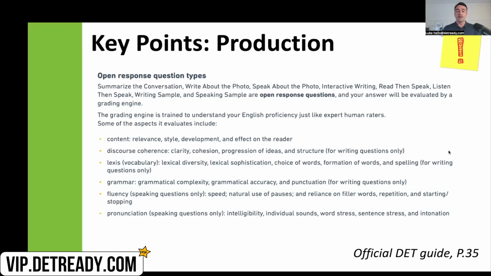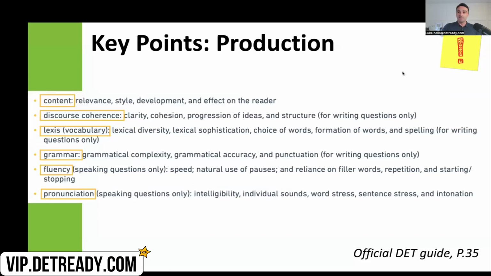But anyway, on page 35, it tells you what the scoring criteria is. And they call it an open response question type. These are basically the production score questions, so all of the writing and all of the speaking questions. And it tells you here, this is the scoring criteria. I'll make it a bit bigger for you guys.